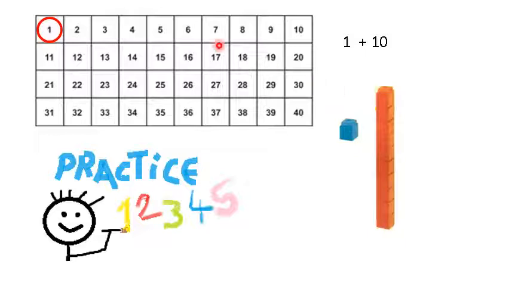So 1 plus 10 on our number grid. 1 plus 10. Look at the number under 1, and it gives us 11. So 1 plus 10 makes 11.